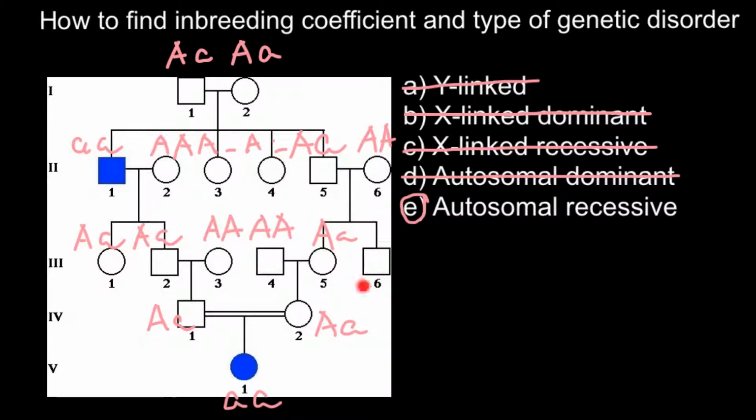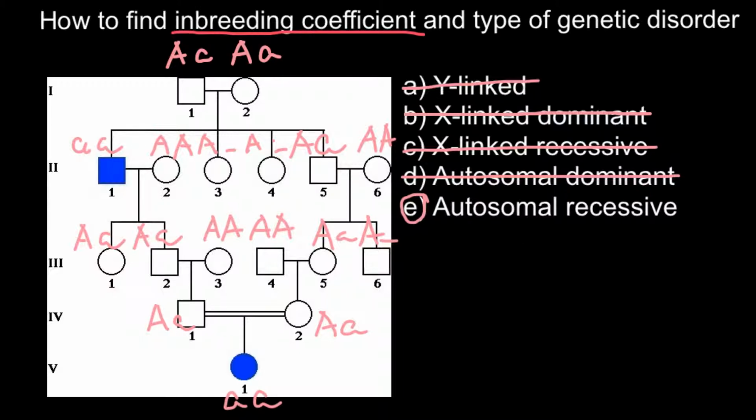And person number 6 in the 3rd generation can be capital A blank space, because we don't know whether this person is homozygous dominant or heterozygous, but we know for sure that he is not homozygous recessive because he is not affected. Now we are ready to answer the second question and to find inbreeding coefficient.